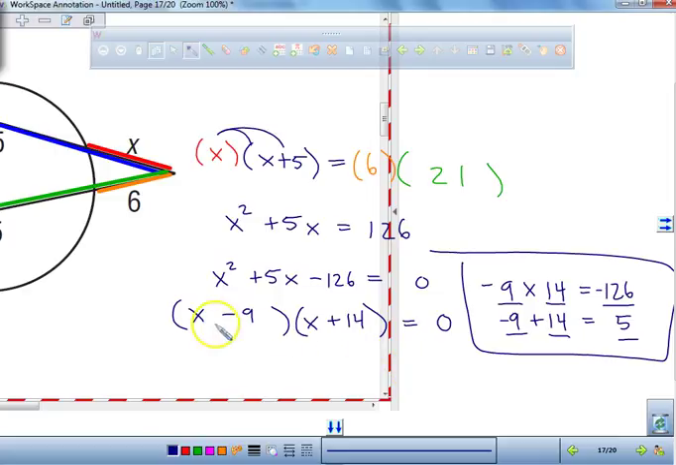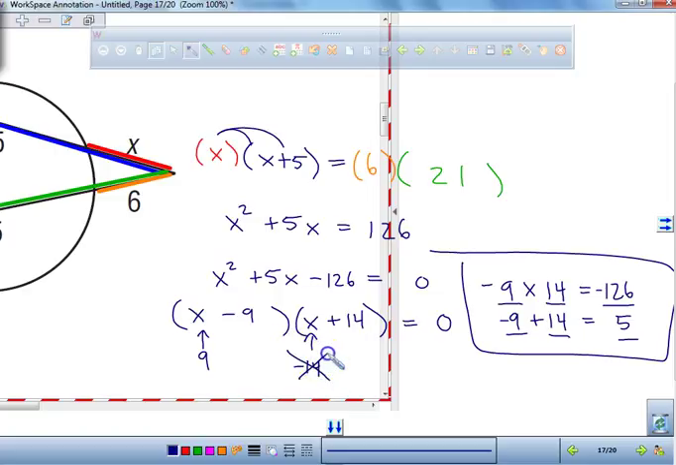Now, by the way, you guys remember the old FOIL method? All right? If you FOIL this out, this times this would equal all of this. If you don't know how to do the FOIL method, Google it on Khan Academy and look at it. All right? Pretty easy. Now, these are the factors. Now, what are my solutions? What number minus 9 equals 0? 9. What number plus 14 equals 0? Negative 14.